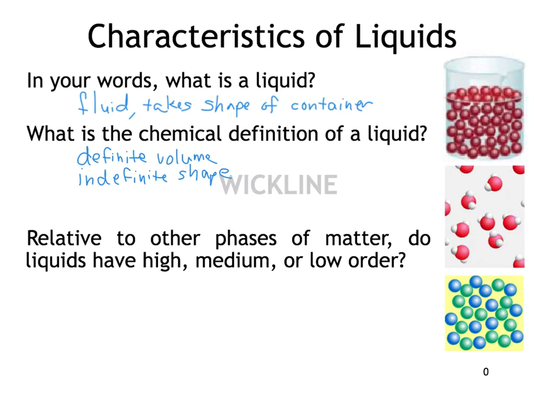However, the container that the liquid is in definitely does have an effect on the shape of the liquid. If you have water filling an ornate vase, the water will take the shape of the vase. But if the water is in a cube, then it'll take the shape of the cube. So those are the meanings for definite volume and indefinite shape.